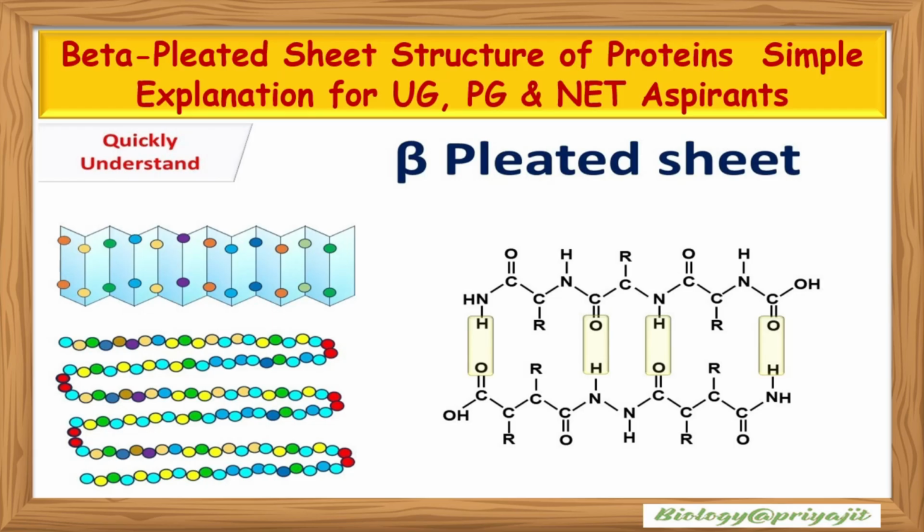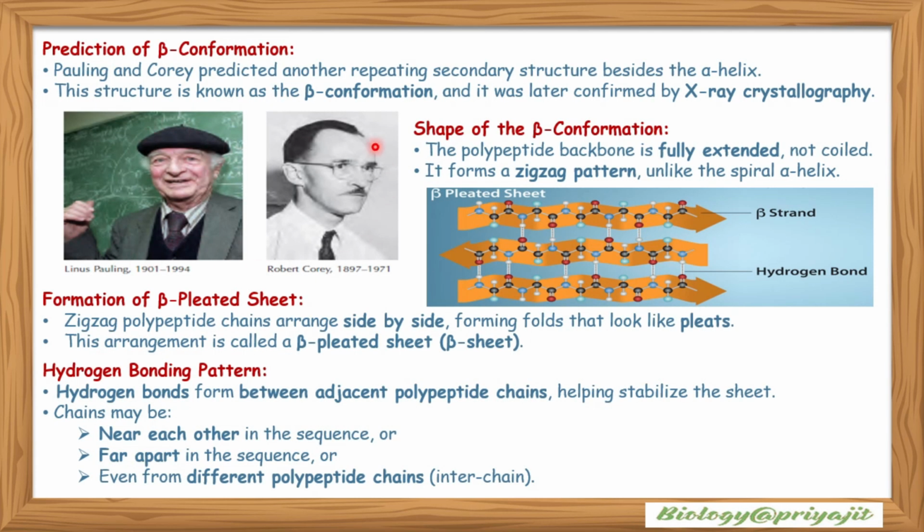Let's dive in. Linus Pauling and Robert Corey predicted another repeating structure besides the alpha helix, and this structure is known as beta conformation, and it was later confirmed by X-ray crystallography.